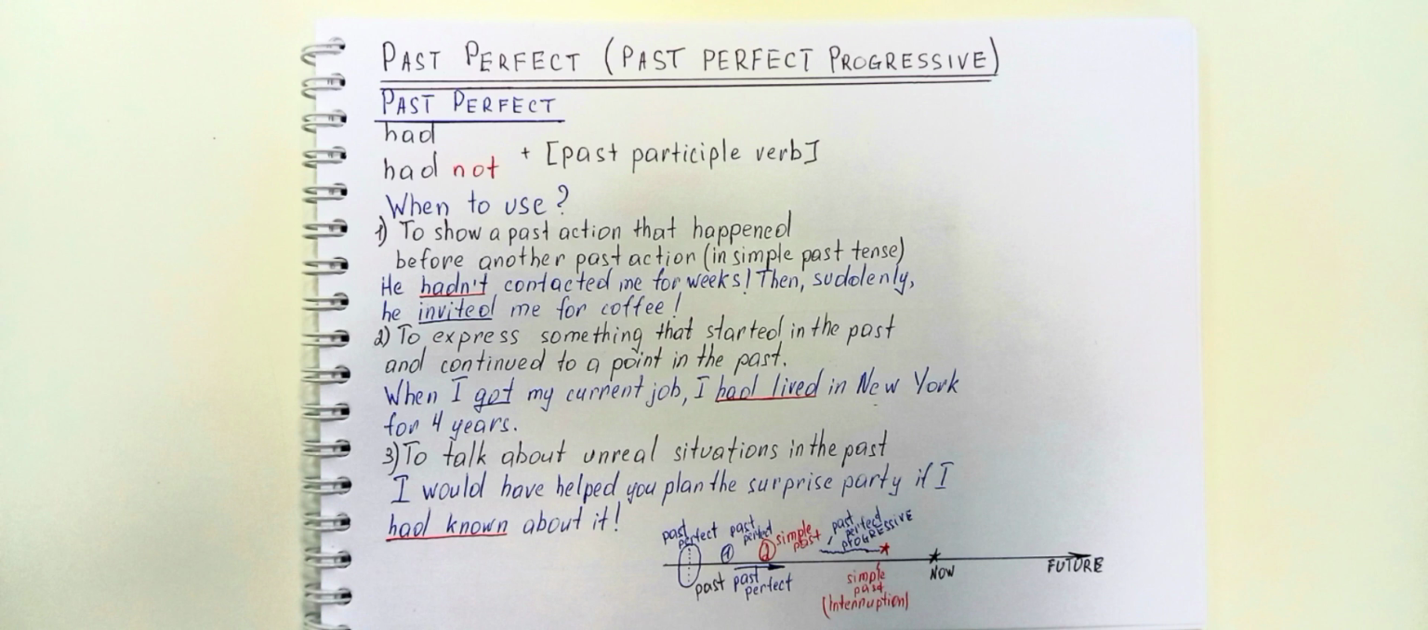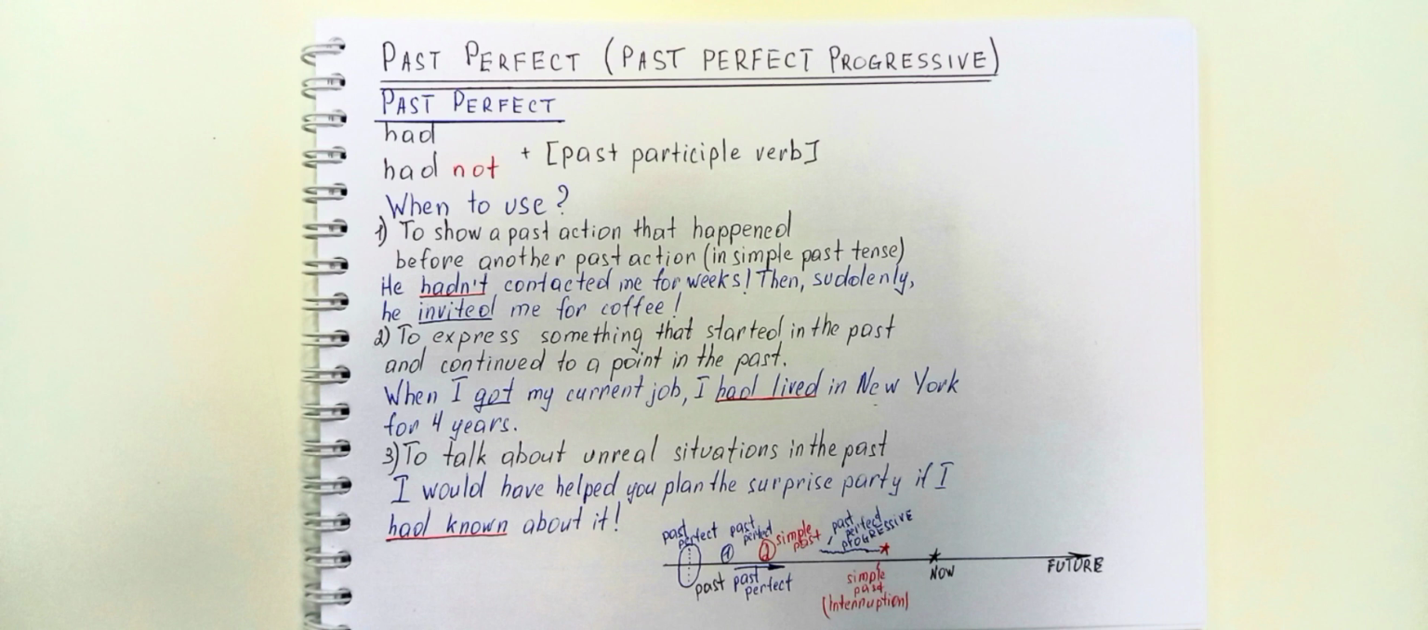So an example of this: I would have helped you plan the surprise party if I had known about it. This use of the past perfect tense shows us the speaker didn't know about it in the past. So this is an unreal situation.